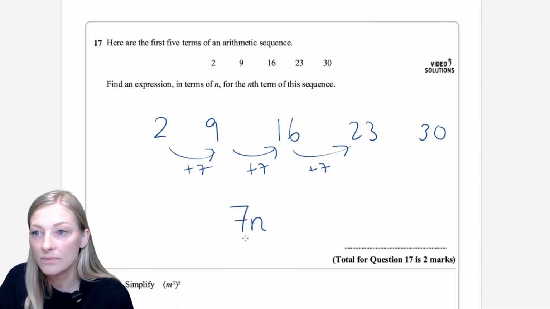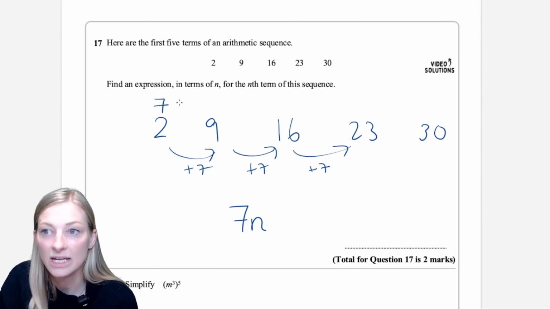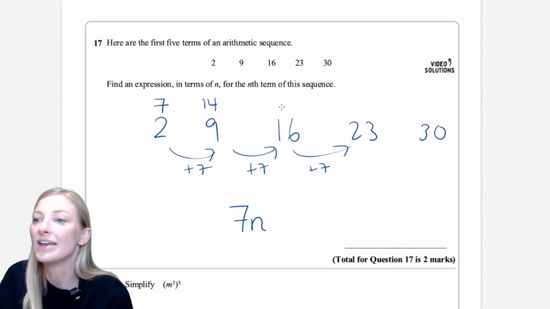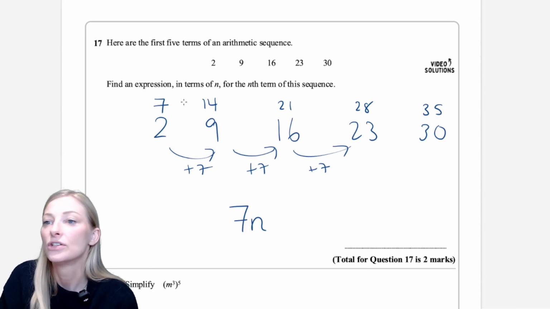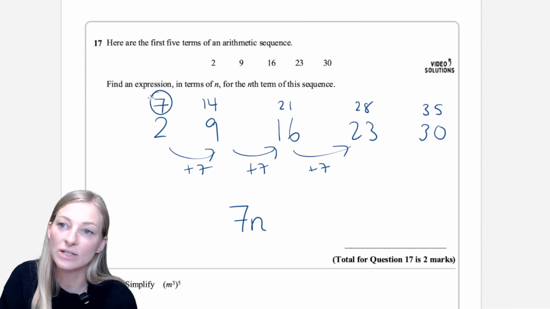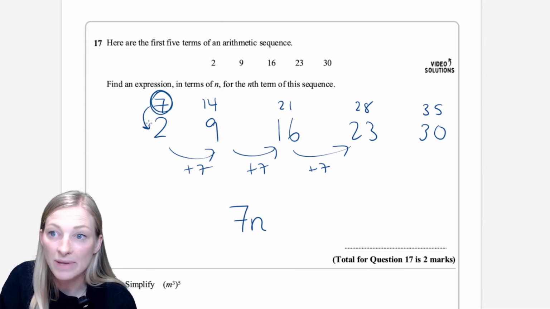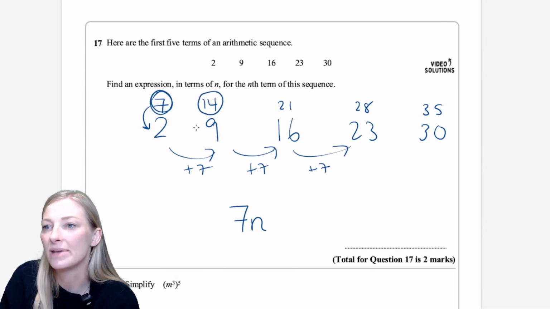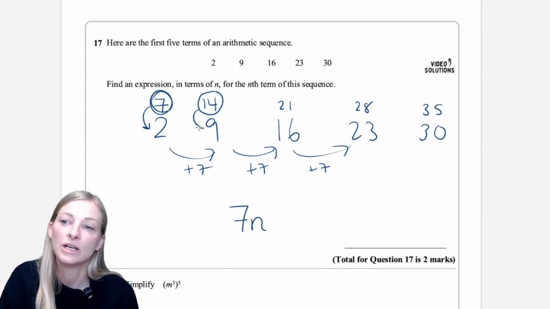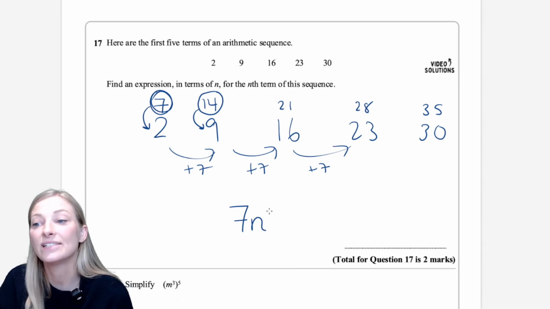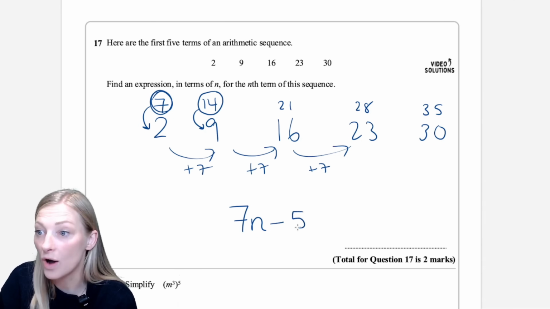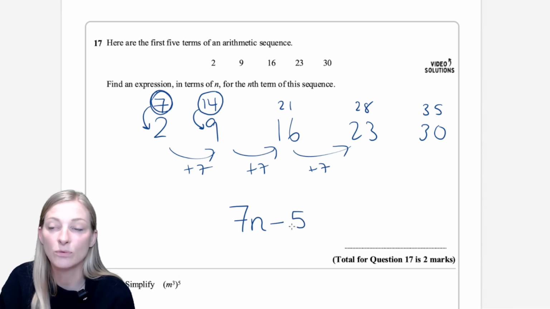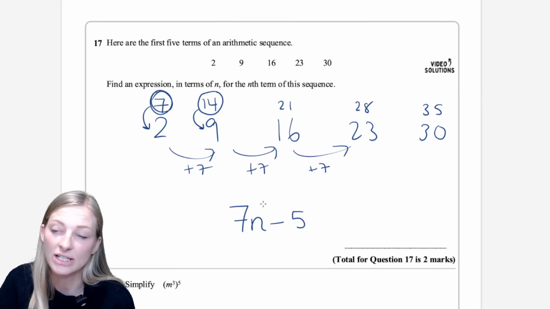Now the 7 times table starts on a 7, and then it goes 14, and then it goes 21, and then it goes 28, and then it goes 35. So how am I going to get from starting on a 7 to it being a 2? How am I going to get from it being 14 in the second term to it being a 9? And that is 5 less. So it's the 7 times table, but 5 smaller, because the 7 times table would start on a 7, and we're actually starting on a 2.